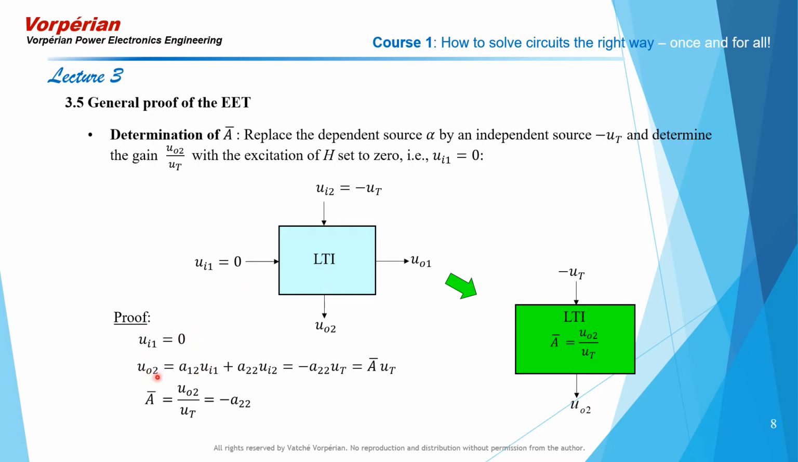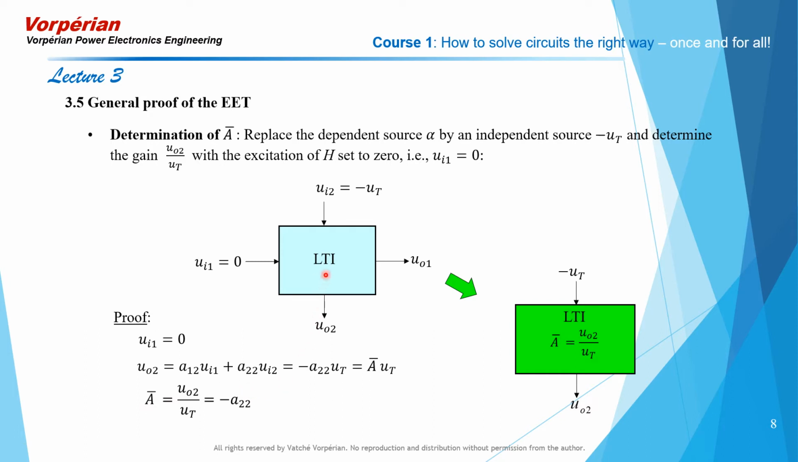And look at output 2 with input 1 equal to 0. That takes this term away. So now output 2 over input 2, with input 2 being an independent version of the original dependent generator. You put that in there and you find out that a bar indeed now comes out to be minus a22. So this is the operational way of determining minus a22.